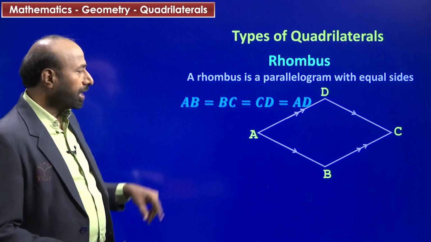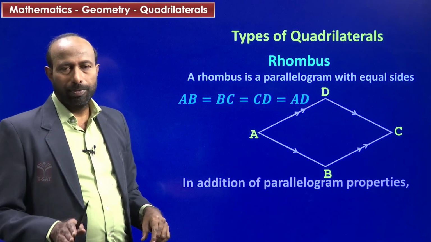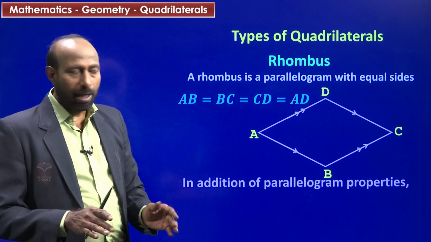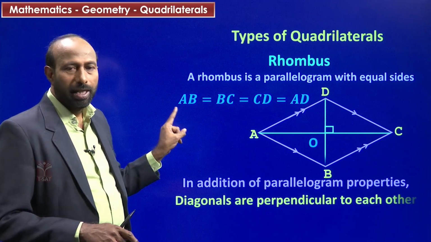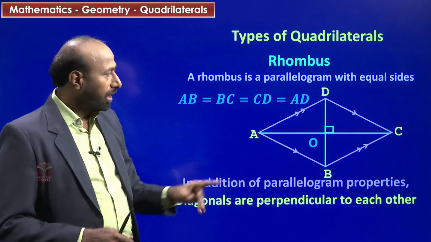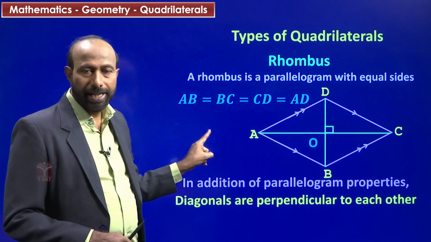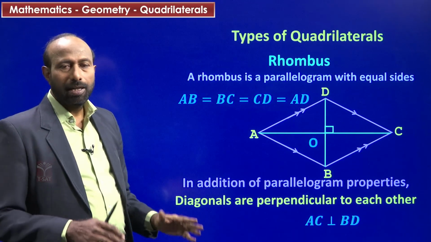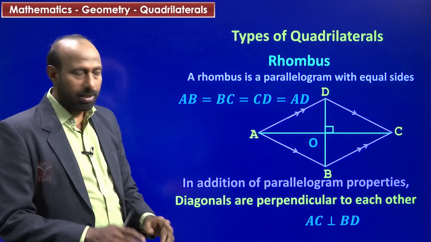So, let us see what the properties of a rhombus are. In addition to the parallelogram properties, a rhombus has an additional property that the diagonals are perpendicular to each other. That is, the angle between the diagonals is 90 degrees. That is, AC is perpendicular to BD. This is the additional property of a rhombus.